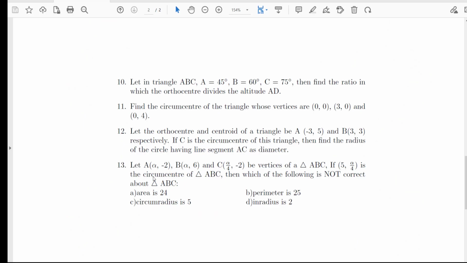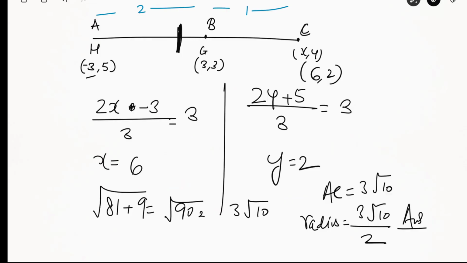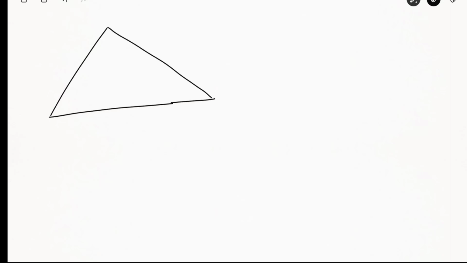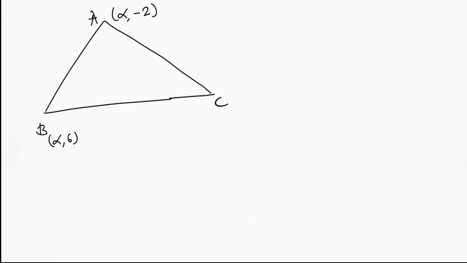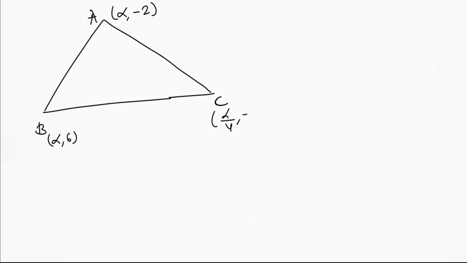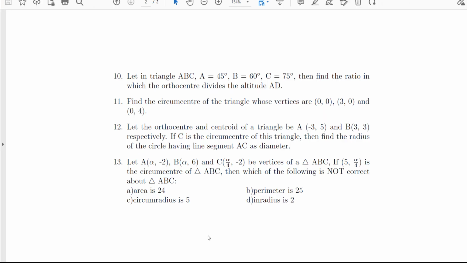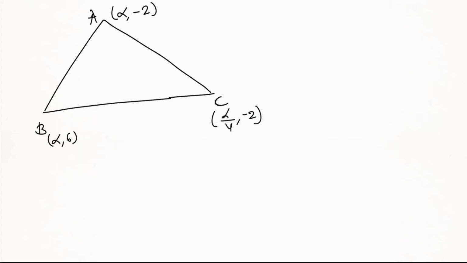The last question of this lesson. Let A, B, C, the points are given. Let's draw A, B, C. A is alpha, -2, B is alpha, 6, C is alpha over 4 and -2. What else is given? 5, alpha over 4 is the circumcenter of triangle ABC.